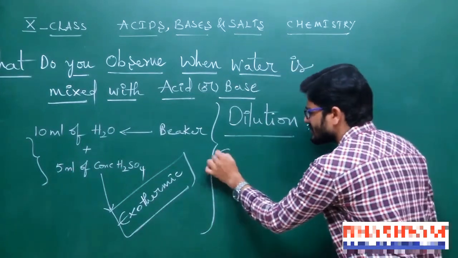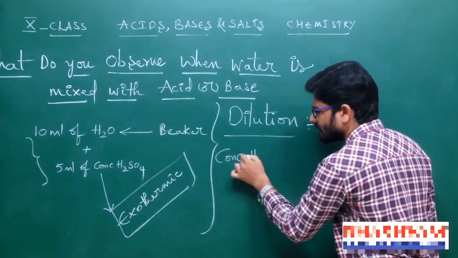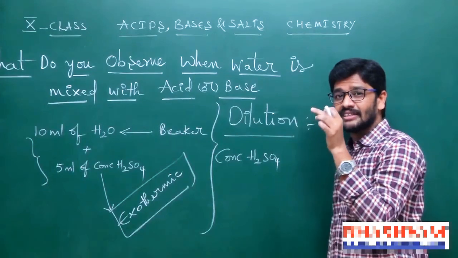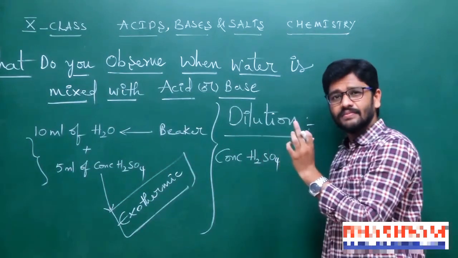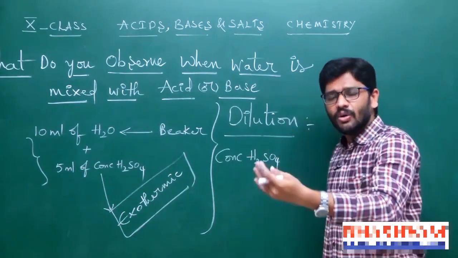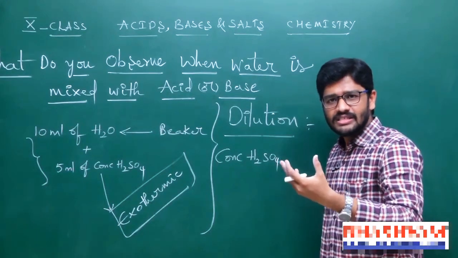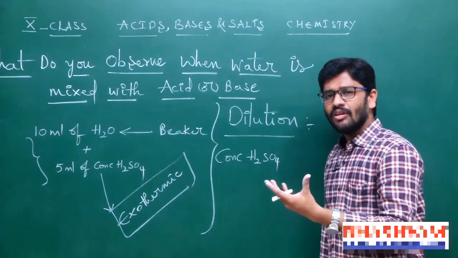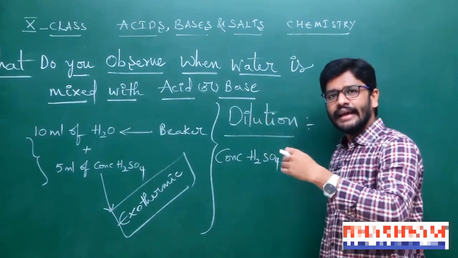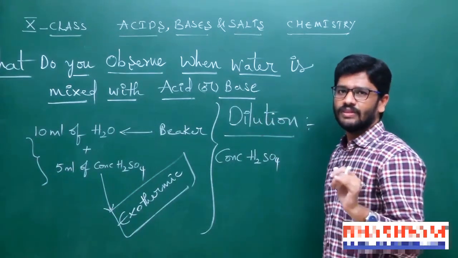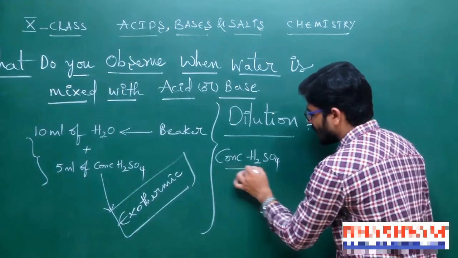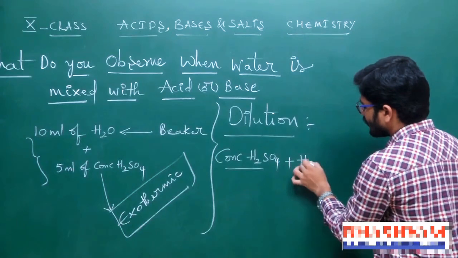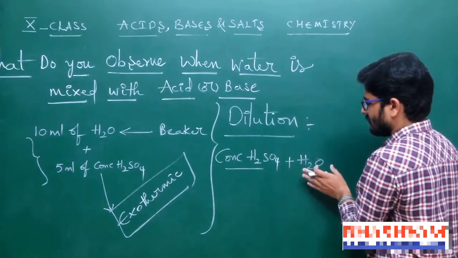Suppose I consider concentrated sulfuric acid. Already you know concentrated sulfuric acid means acid content is more, water content is low, whereas diluted acid means water content is more, acid content is low. Yes or not? Yes. Now it is a concentrated sulfuric acid.